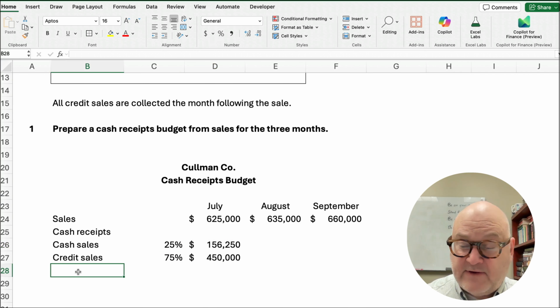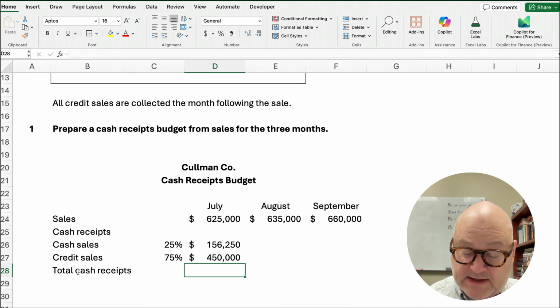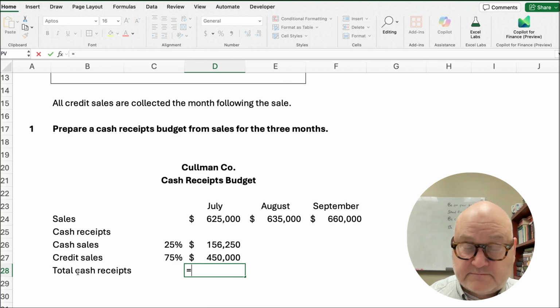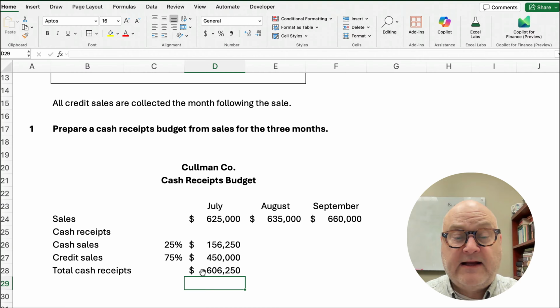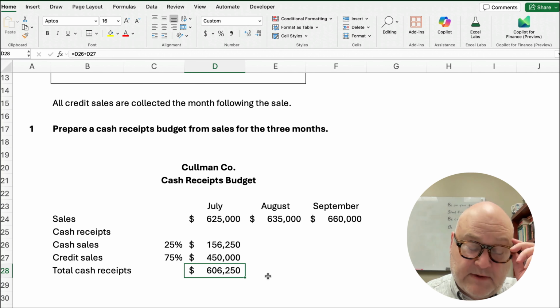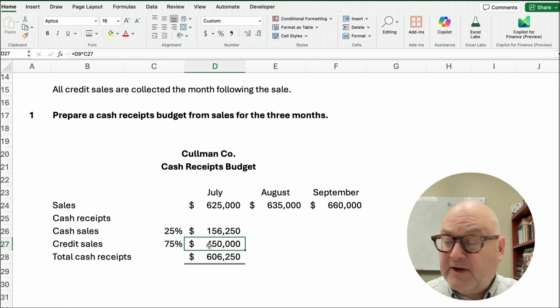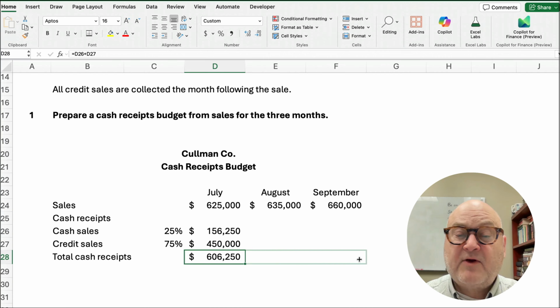So now we have our total cash receipts. Our total cash receipts are going to be 156 plus 450, and I can double underline. So that is the first. I do a top and double bottom border here. So we're going to expect to collect 156 plus 450 for a total of 606,250.